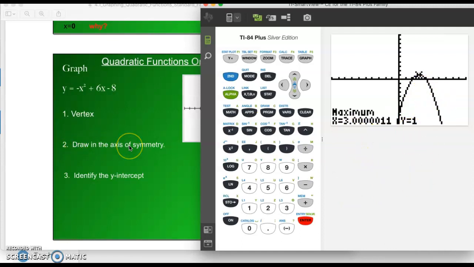Draw on the axis of symmetry. The axis of symmetry is a line, so it has to be an equation. So when you write down the axis of symmetry and draw it, label it as x equals 3. All right, now for the y-intercept, I don't really have to do it. I can tell right now the y-intercept is -8.